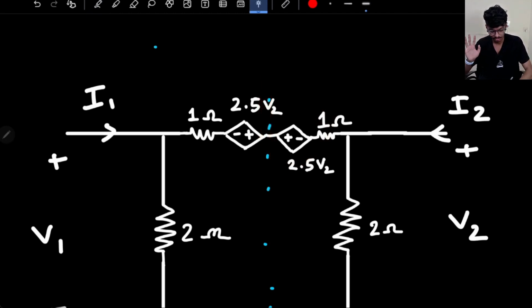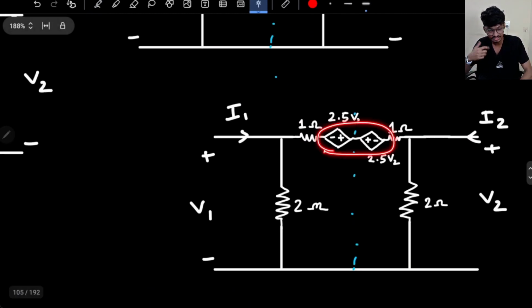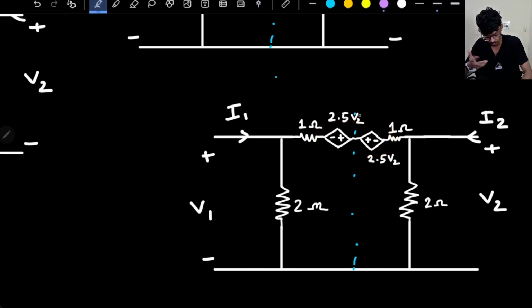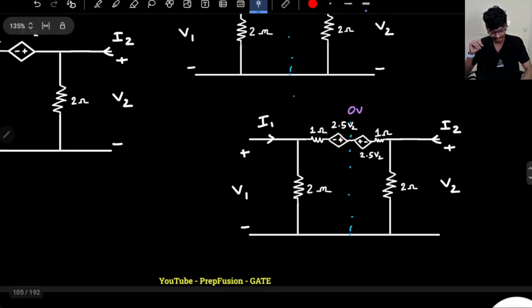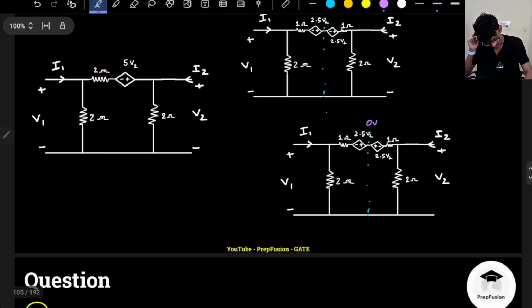But you changed the circuit. What is the combination of these two? It is 0 volts. The combination of these two dependent voltage sources is simply 0, plus 2.5 minus 2.5, they are of opposite sign. But that is not my real circuit, right? My real circuit was this one. So of course, yes, it is symmetrical, but it is not my circuit.